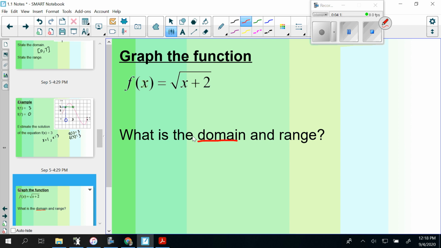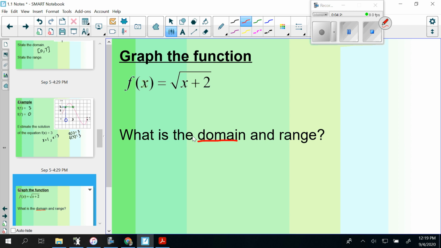But there are certain numbers I can't even do on this one. And that would be because of that square root. Remember, can we do square roots of negatives? No. So now we've got to figure out what's the smallest possible number we could put in there before that result comes out to be negative.